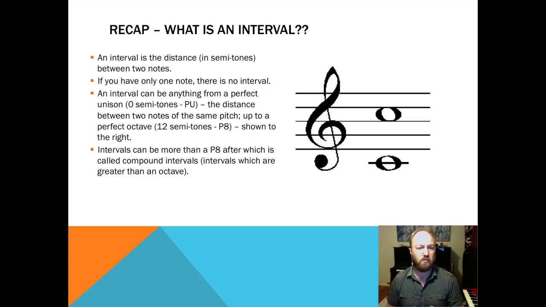An interval can range from a perfect unison. Now, I'm not contradicting myself here. Perfect unison could be two separate instruments playing the same pitch. That would be called a perfect unison. It's 0 semitones apart. All the way up to a perfect octave, which is 12 semitones. We can have larger intervals than a perfect octave. They're called compound intervals, but for the purpose of this tutorial, I'm not going to go into those. I'm just going to stick with the intervals between a perfect unison and a perfect octave, or 0 semitones and 12 semitones.